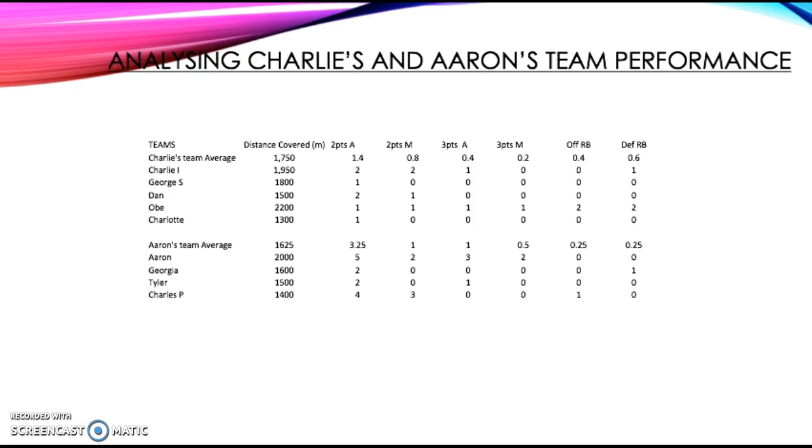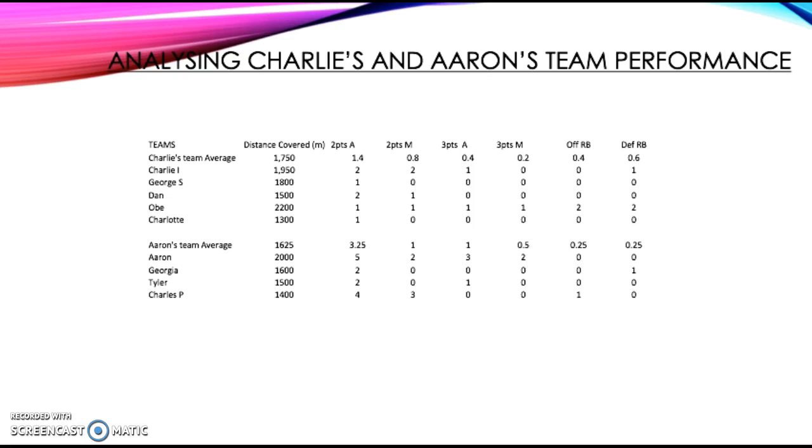Within Aaron's team, according to notation analysis, Aaron was the strongest player. He covered the most distance, 2,000 metres. He attempted the most 2-pointers, 5, and 3-pointers, 3. His overall score was 10, the best in the team, compared to the second best player, Charles P., who scored 6 in total.